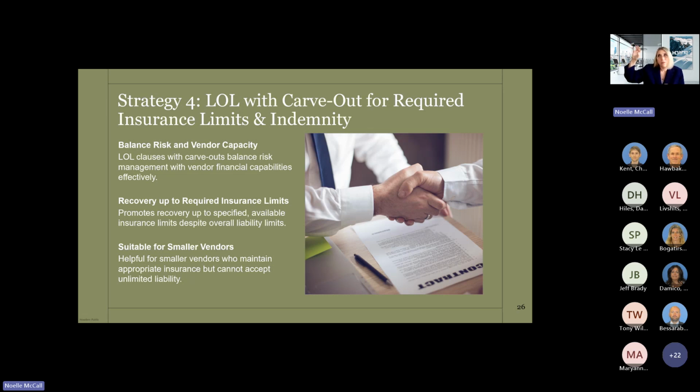So if they have a $100 million umbrella, but you're only requiring $5 million in the contract, that would be their limitation of liability at the $5 million. Now, this can be suitable for smaller vendors who maintain the agreed upon and required insurance limits, but can't accept unlimited liability.